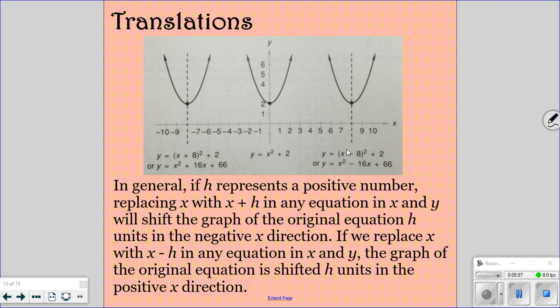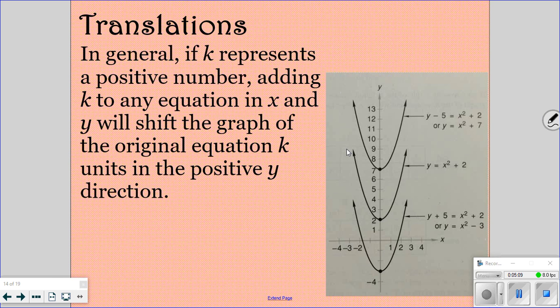And then if you want to push it up or down, if you add from 2 to get to 7, that's adding 5.